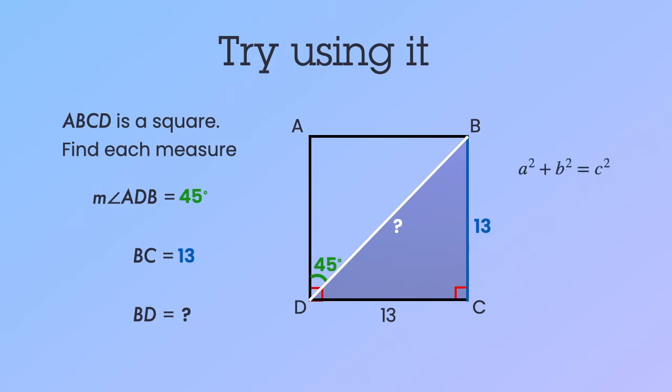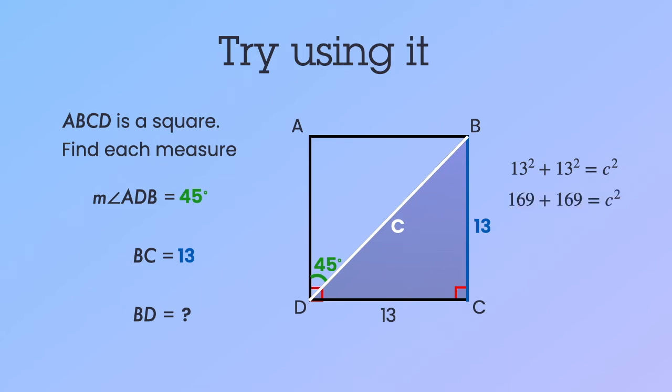Now the a squared plus b squared equals c squared. A is a leg of the right triangle. B is a leg of the right triangle, which basically means sides of our square. So we'll have 13 squared plus 13 squared. And then our diagonal, that becomes c.